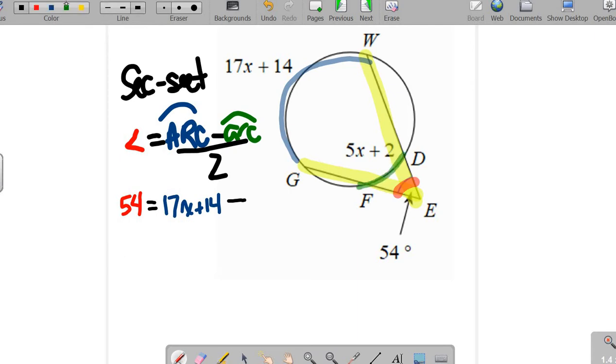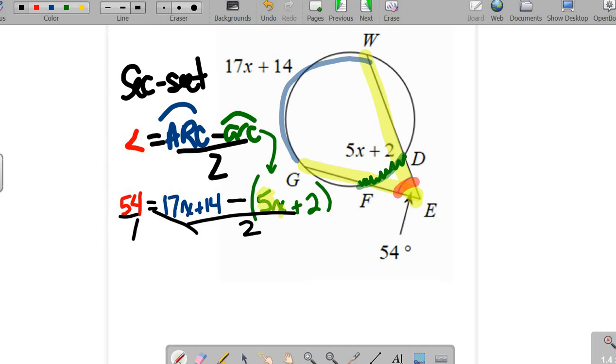So make sure, what I'm about to do is make a mistake, so watch carefully. If all you do is do 5x plus 2, that's going to be a mistake, because in this scenario, you're only subtracting the 5x. But the arc is that entire entity, 5x plus 2. So make sure you keep parentheses around that entity, which is the arc, over 2.